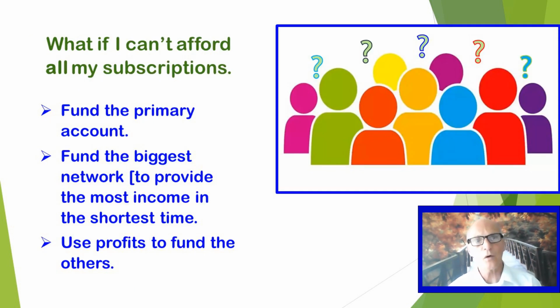The next question is, what if I can't afford to fund all my subscriptions? Well, then fund the primary account. Fund the biggest network, because that's likely going to provide the most income to you in the shortest time, and then you can use the profits from that account to fund the other accounts.